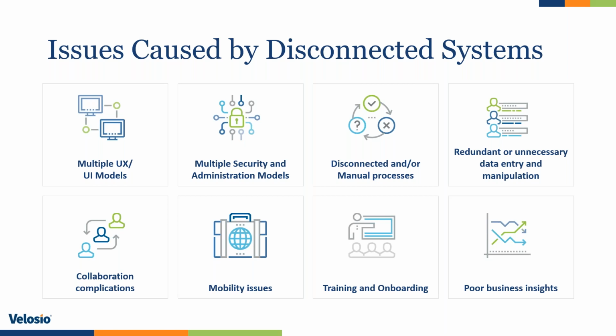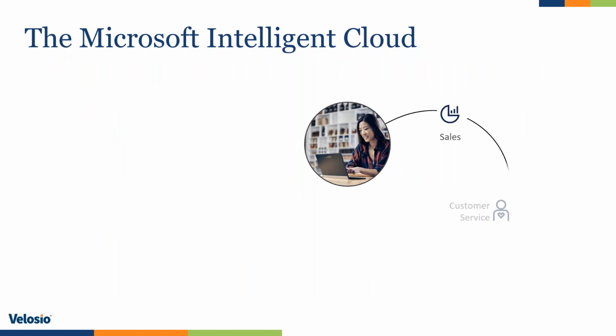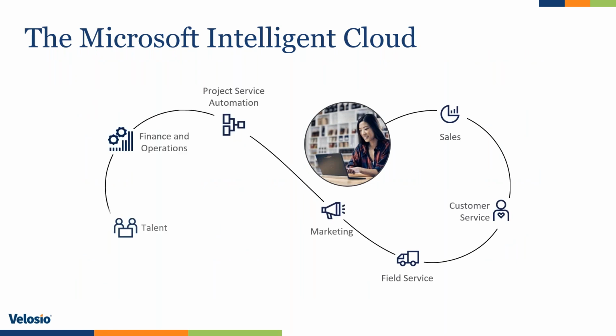So just wanted to paint this backdrop of disconnected systems and technology, the problems that are caused there. And then now I want to talk about how we at Velosio would address these problems. And we have to start sort of at the base, at the ground level. And that really, for us, is the Microsoft suite of applications, the intelligent cloud. And that really begins with the Dynamics 365 applications. So things like sales, customer service, project service, F&O, finance and operations, talent for HR. These are really the base.